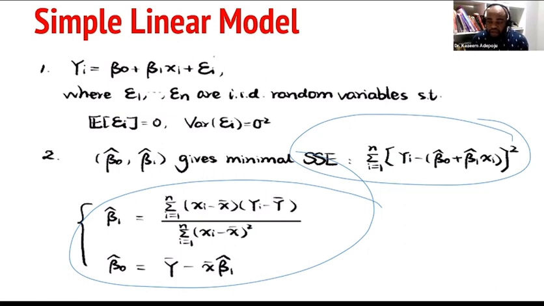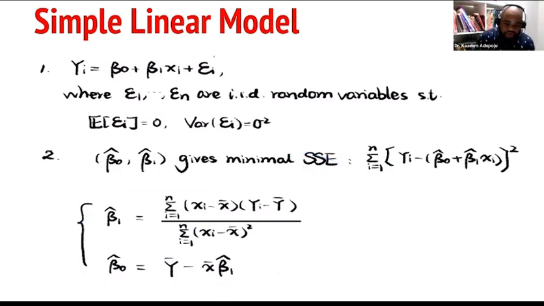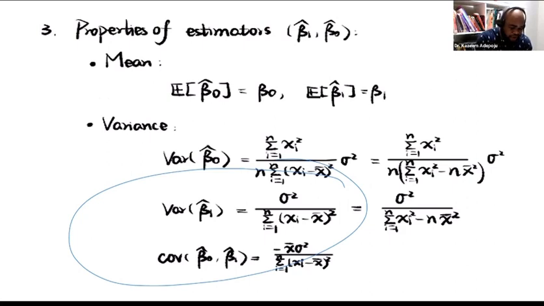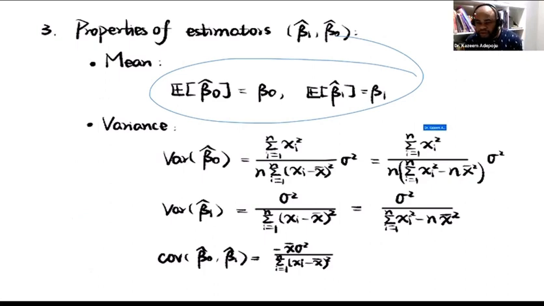I remember before we went on break, we investigated how good this estimator is. So if I want to investigate how good this estimator is, what is the expectation of beta naught cap? What is the expectation of beta one cap? You remember we did this before we went on break. I was able to show that the expected value of beta naught cap is beta naught, and the expected value of beta one cap is beta one.